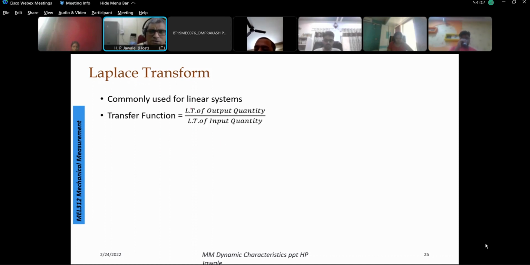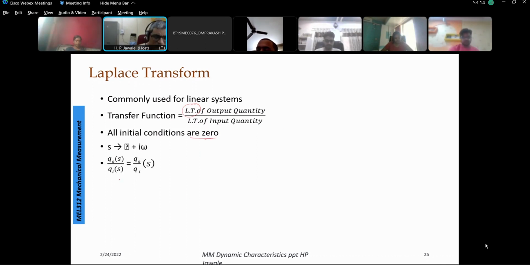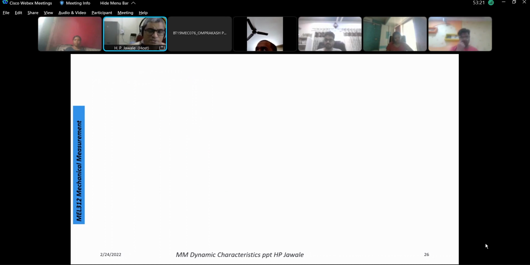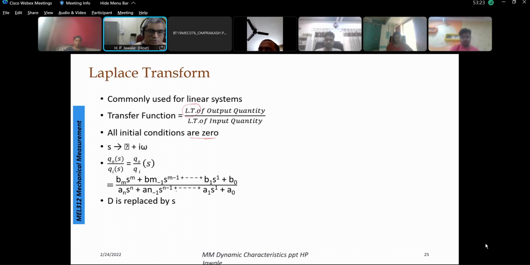Transfer function is nothing but the Laplace transform of the output quantity to the Laplace transform of the input quantity. All initial conditions are at 0. Then the transfer function is found out. I think you are aware of this one, how to use the Laplace transform. So D will be replaced by S. Wherever we used the D operator in the earlier equation, that will be replaced by S, so that you can use the Laplace transform for getting the mathematical modeling of the instrument.